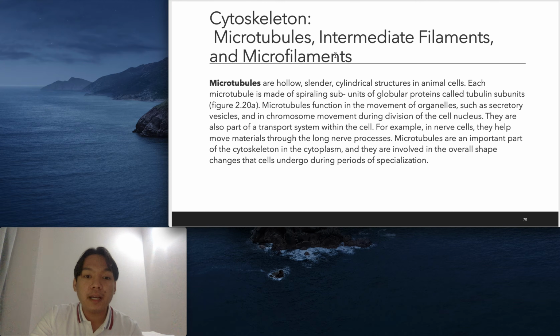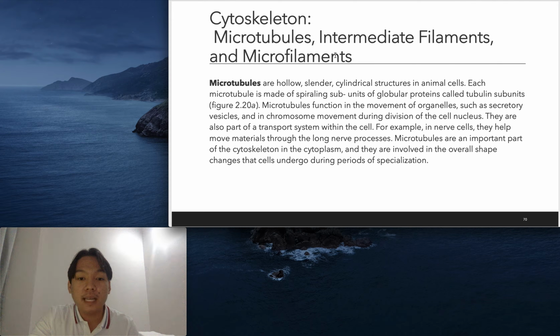So what are microtubules? These are hollow, slender, cylindrical structures of your animal cell. They are made up of subunits called tubulin. They are moving. They help the organelles to function in movement. We have the secretory vesicles and the chromosome movement during the division of the cell's nucleus.